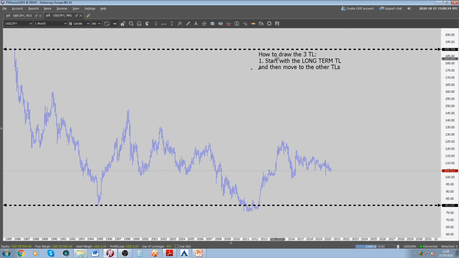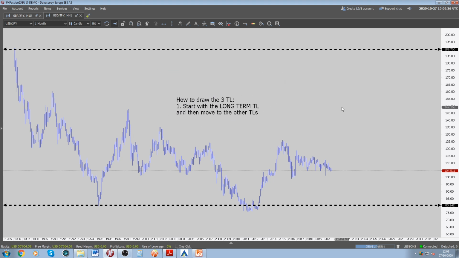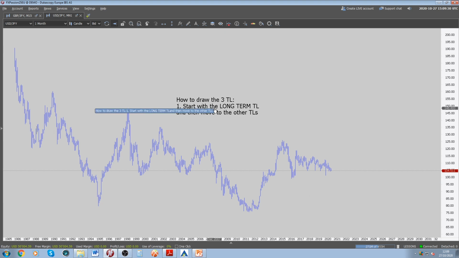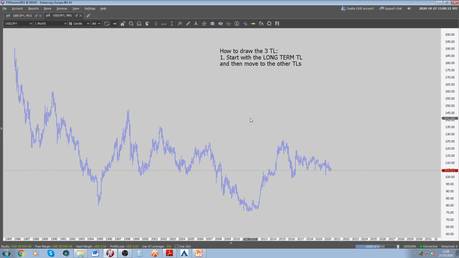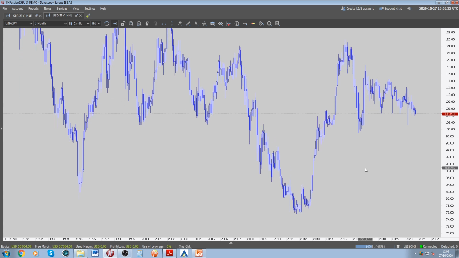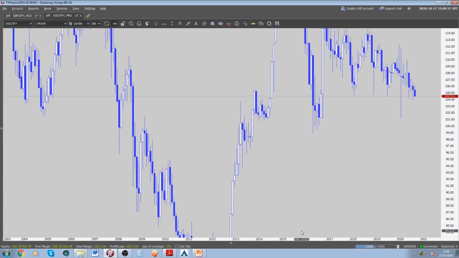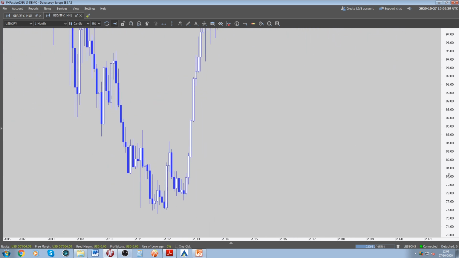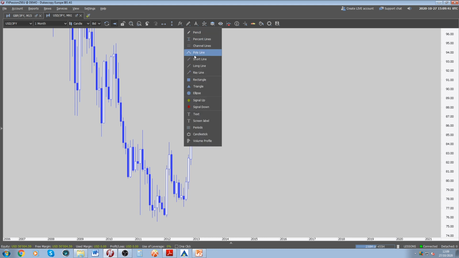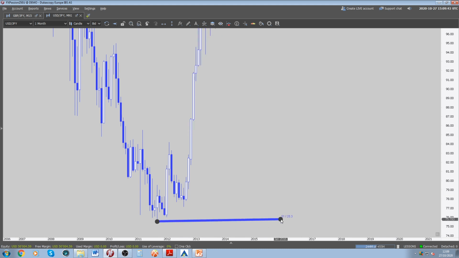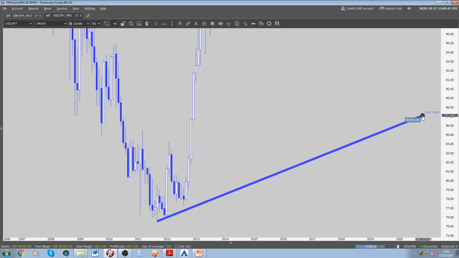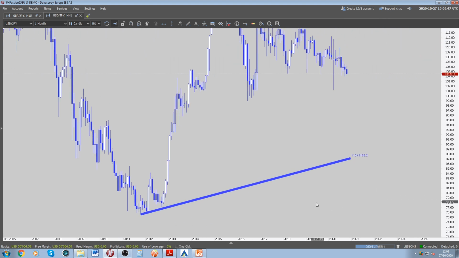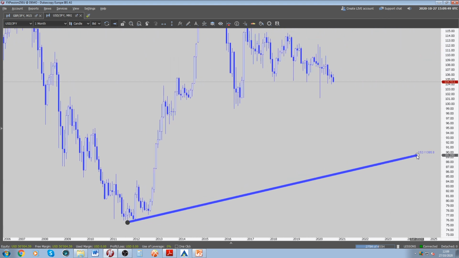So how to draw the 3 trend lines? Start with the long-term trend line and move to the other, right? So I'm going to zoom in the chart, I'm going to find the absolute low which is here, and I'm going to extend it like this, right? And then I'm going to zoom out and I'm going to just extend it.